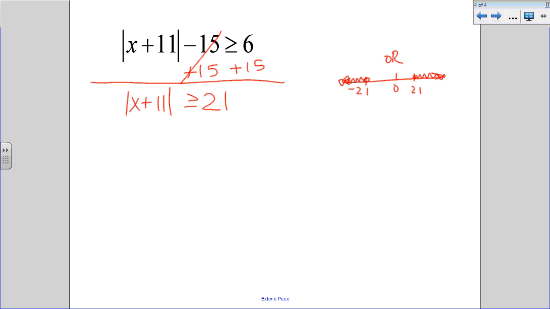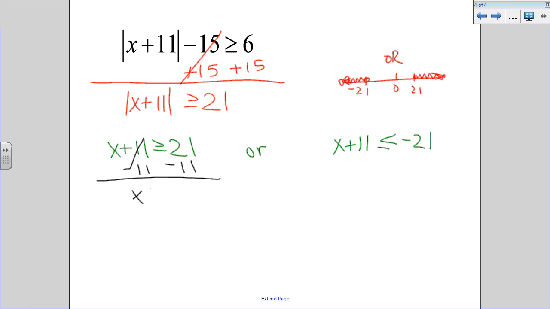So I'm going to take what we have here, x plus 11, and I want to be more than 21 spaces from 0, or I need x plus 11 to be less than or equal to negative 21. The shading shows you're moving away from 0, so it has to be greater than 21. You're moving to the left, so it had to be less than negative 21. We subtract 11. I get x is greater than or equal to 10.